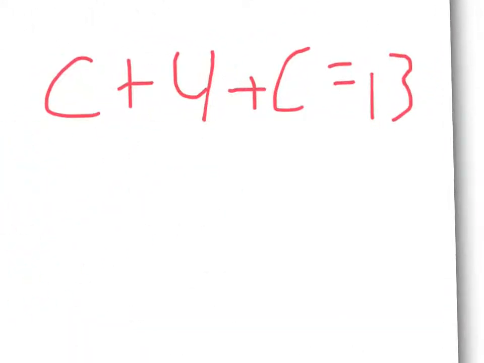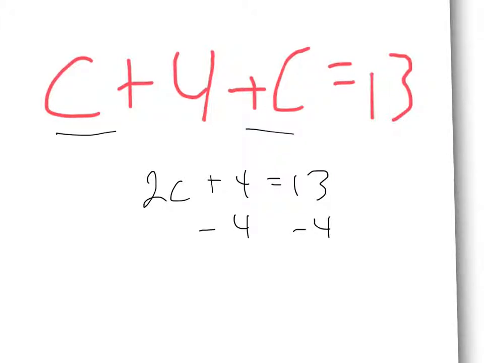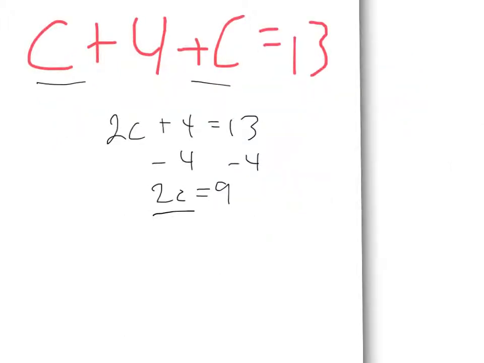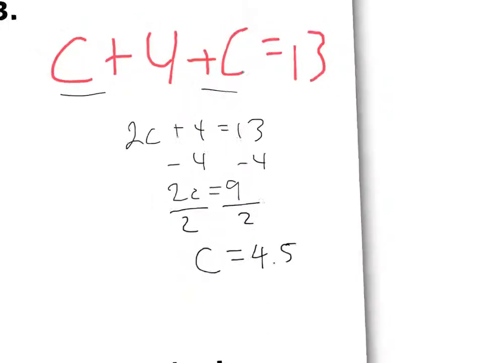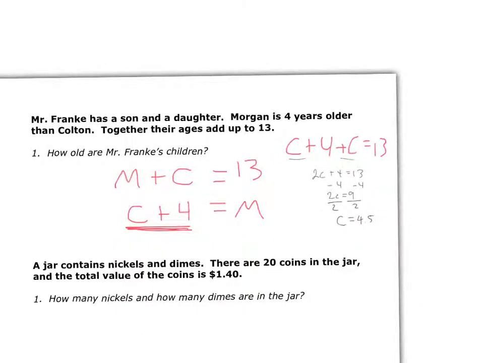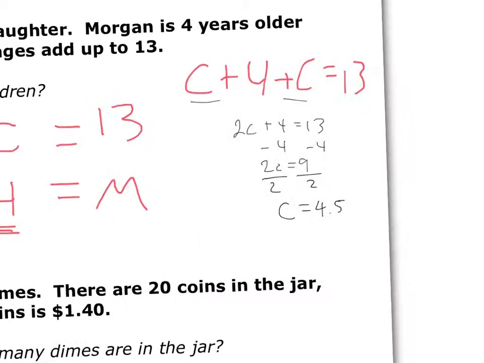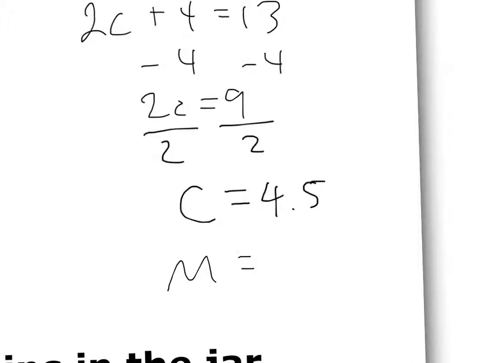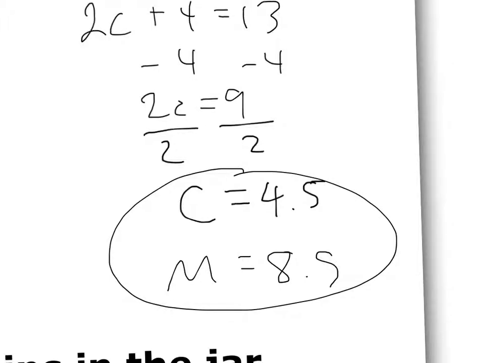Okay, now you can combine like terms. If you have a C and a C, that gives us 2C, and plus 4 equals 13. And then, of course, you can solve that real quickly. Subtract 4 on both sides, and 2C equals 9. Then we can divide each side by 2. So we know that Colton is 4.5 years old. Well, if Colton's 4.5 years old, and Morgan's 4 years older than that, Morgan would have to be 8.5 years old. Okay, so there's our solution. Colton 4.5, Morgan is 8.5.